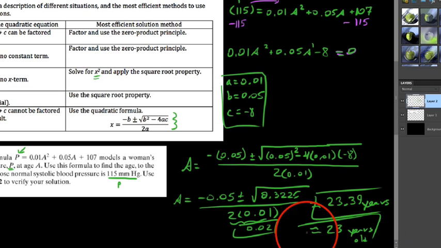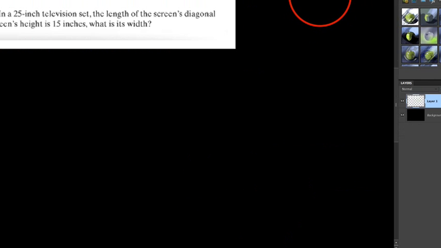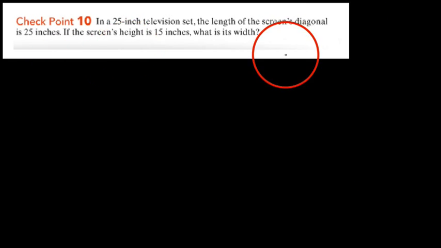Okay. So now, let's take a look at our last example here in this video, in which we're going to use the properties of the Pythagorean theorem. But it says a 25-inch television set. They say that the length of the screen's diagonal is 25 inches.